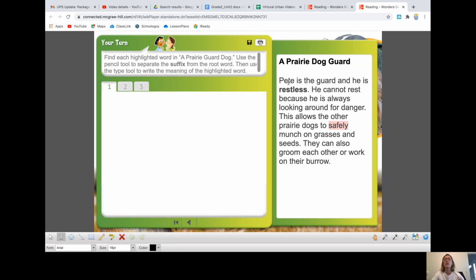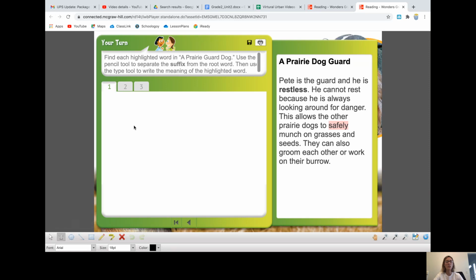Okay, here we go. Pete is the guard and he is restless. He cannot rest because he is always looking around for danger. This allows the other prairie dogs to safely munch on grasses and seeds. They can also groom each other or work on their burrow.